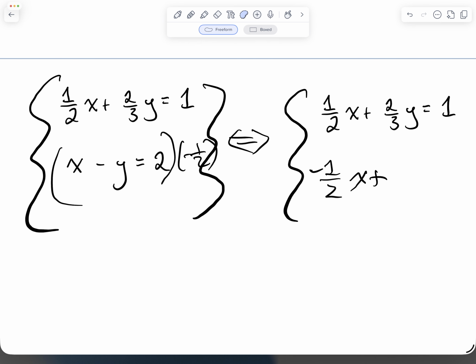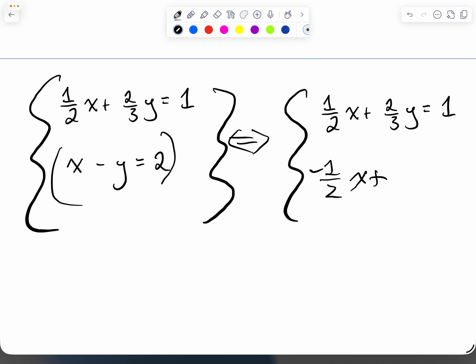How do I select this guy? Oh, look at that. Because I want it to be pretty, right, for my reader. This is kind of ugly. Hitting everything with a negative 1/2. Boop. Okay. Negative negative is a positive. Okay. And then equals a negative 2 over 2.